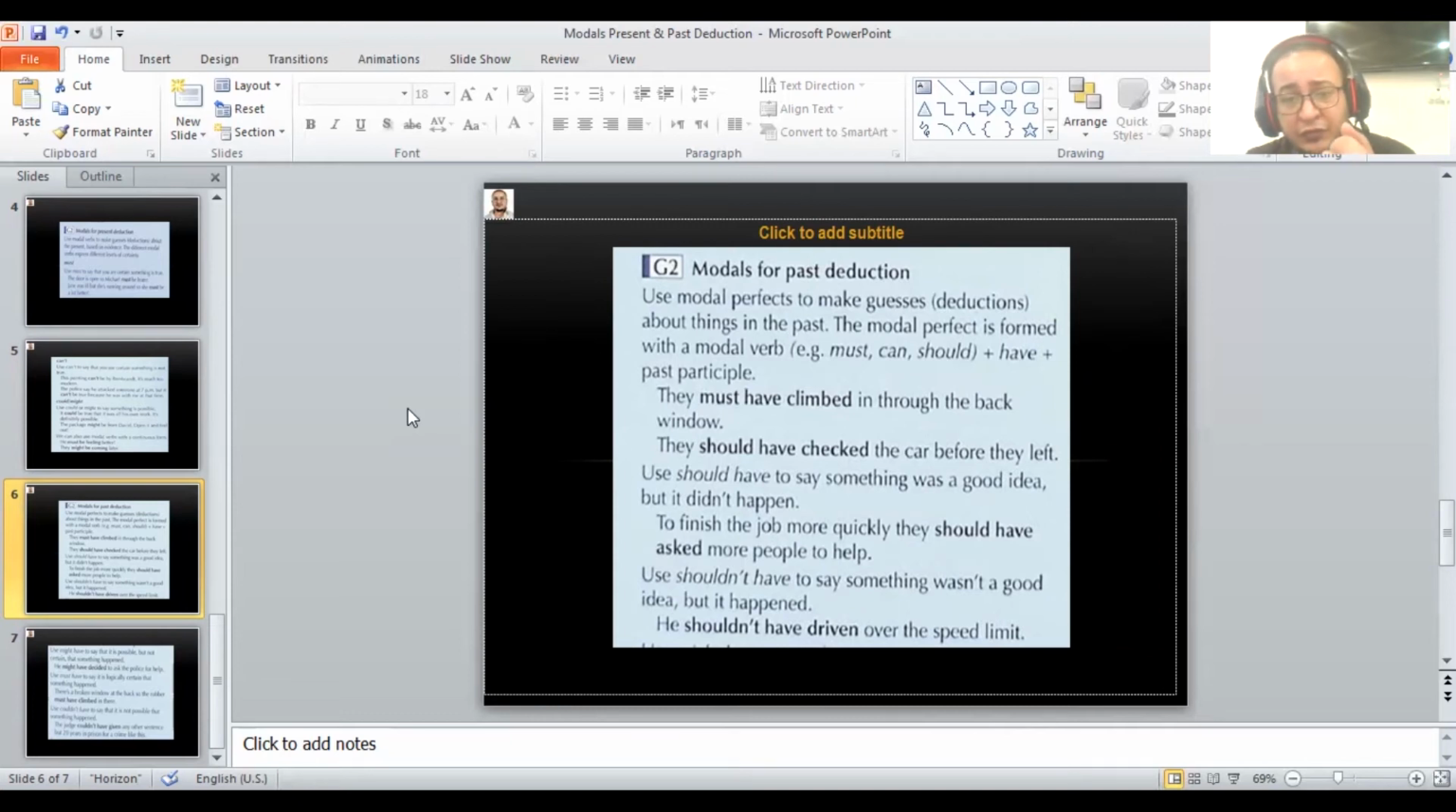Use shouldn't have to say something was not a good idea, but it happened. For example, he shouldn't have driven over the speed limit. That means he drove over the speed limit.